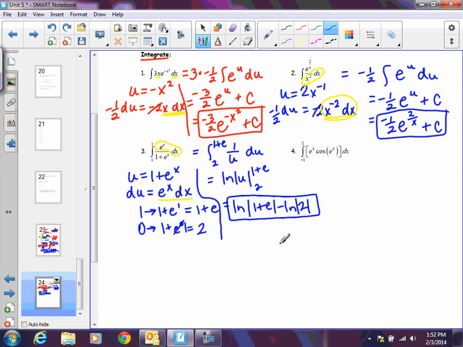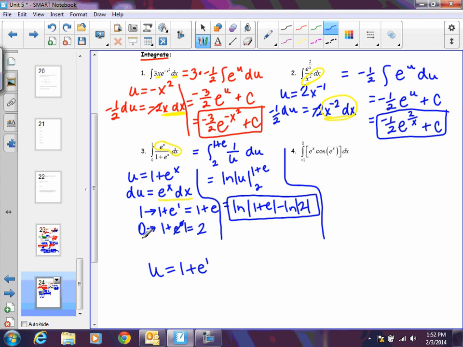Why did you get 1 plus e when you're switching values? Because I'm using this expression. If u equals 1 plus e to the power of x, and x is 1, like e to the power of 1, that's just e. And so that's why, if x equals 1, then u equals 1 plus e.